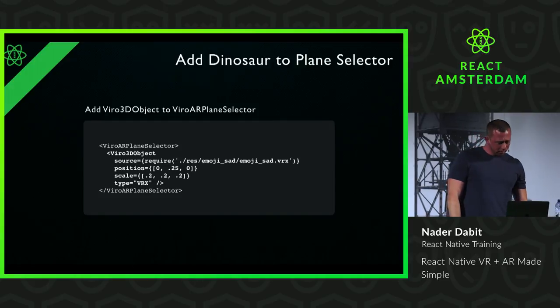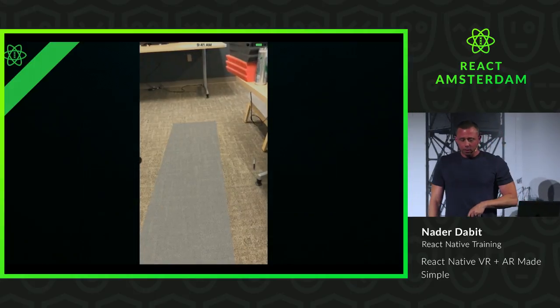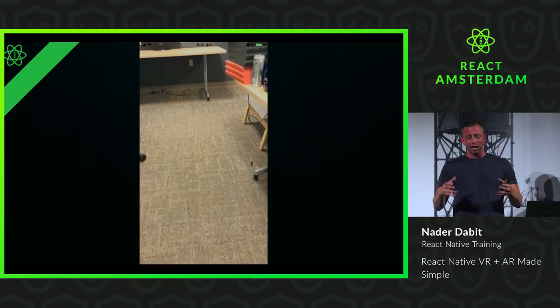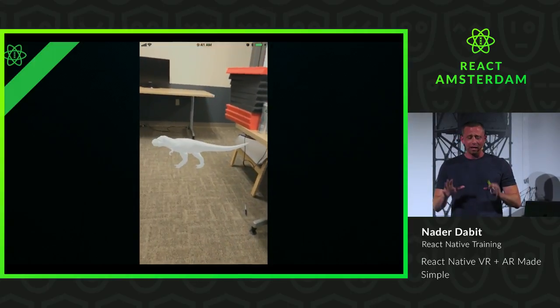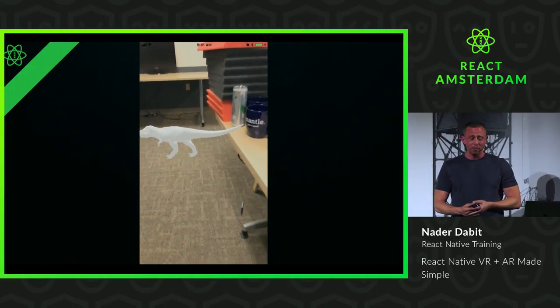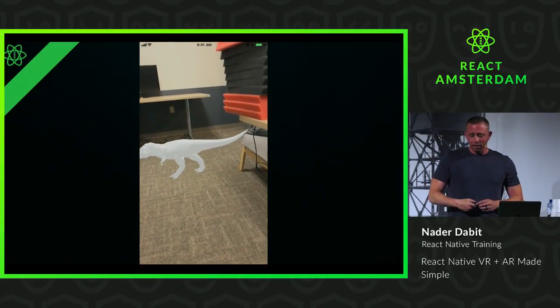So let's add a dinosaur to our plane. This is how it would look. We're giving the Viro 3D object a wrapper, and the wrapper is the plane selector. So there's our plane. When you start the app, it'll recognize the planes, and as you move around, they get larger. So now we have the dinosaur on that physical space. It's getting better, but it's still not where it needs to be. We don't really know for sure that that dinosaur is there.